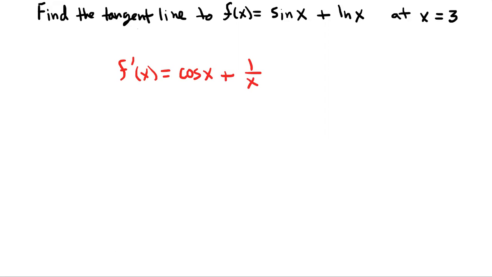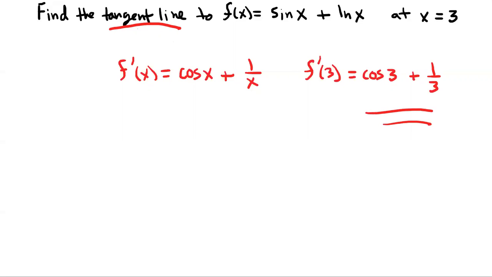So I know that my derivative is this, and I know that f prime of 3, if I want to evaluate that, is going to equal the cosine of 3 plus 1/3. Now, again, I have not found the tangent line yet, but we'll use technology to help us with that. But remember that for the tangent line, I need a point and a slope. So this is my slope here, which is nice.